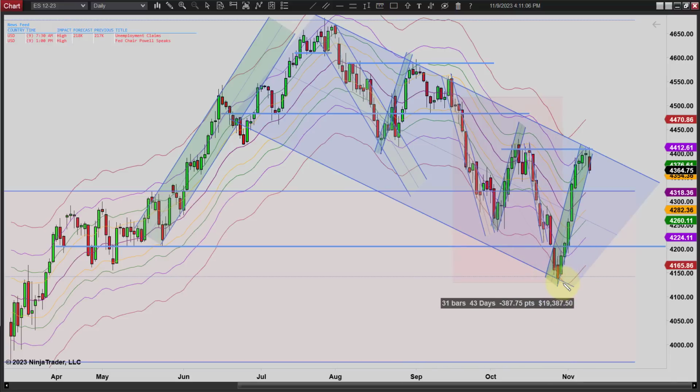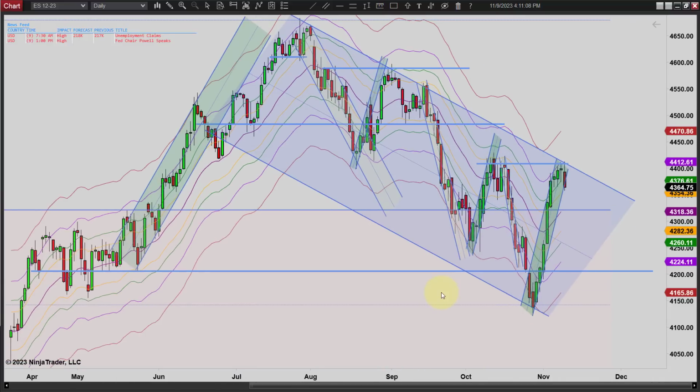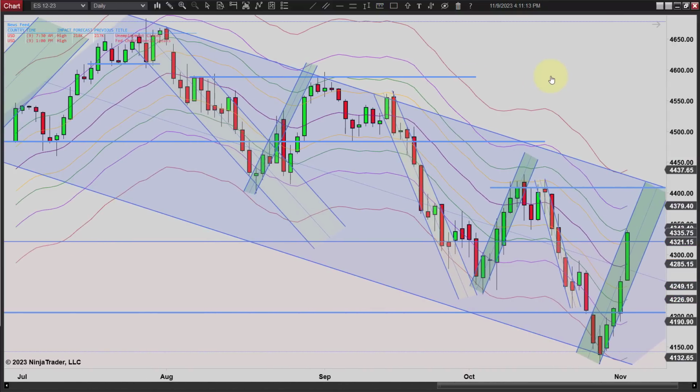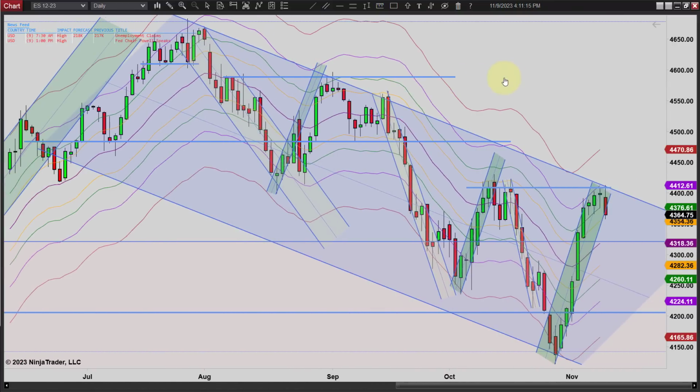380 points. Of course, you're never going to get it all. In most cases, sometimes you'll get lucky and get a good bit of it, but you're never going to get it all. So don't be greedy and try to get it all and give it back. That's the other thing. So anyway, there's the daily chart.